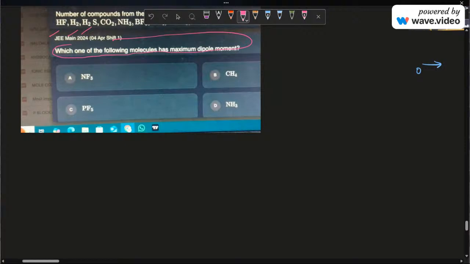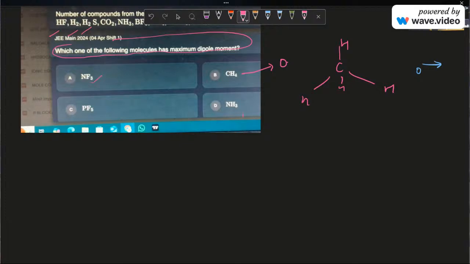Among the compounds HF, H2, which one of the following compounds has maximum dipole moment? CH4's will be zero directly. CH4 is sp3, and it is a completely symmetrical compound. So any effect of any one bond will just get cancelled out by its counterpart.